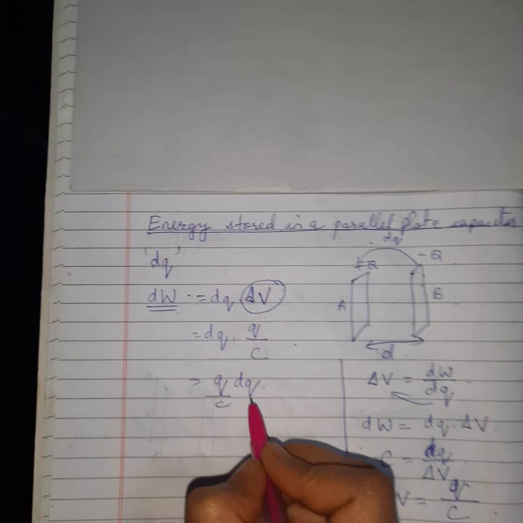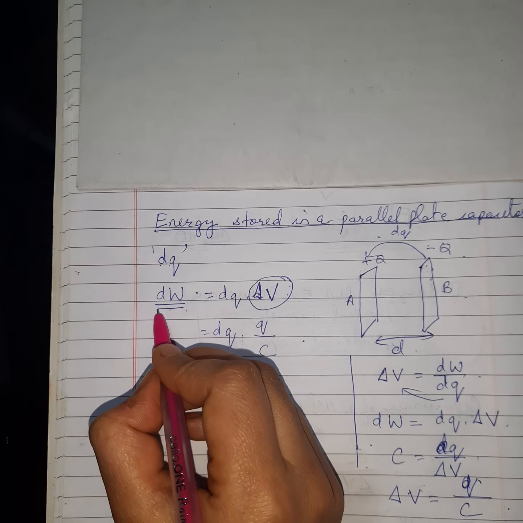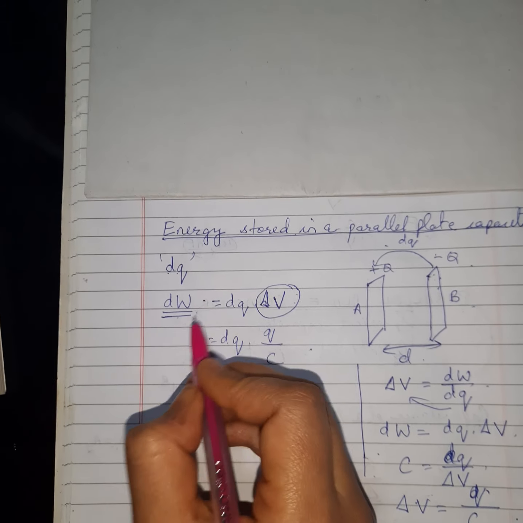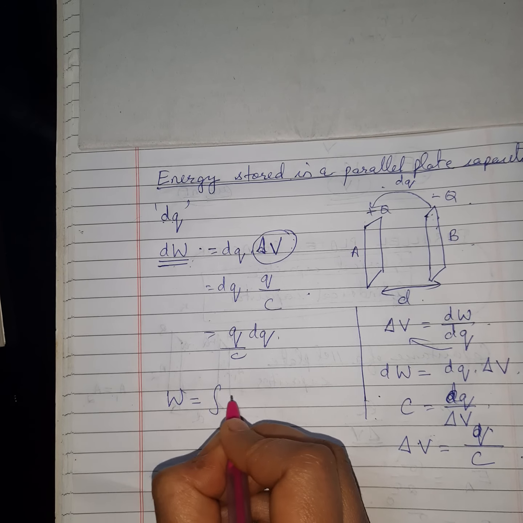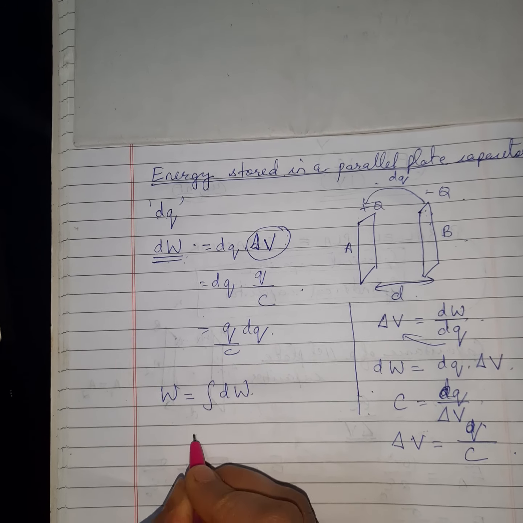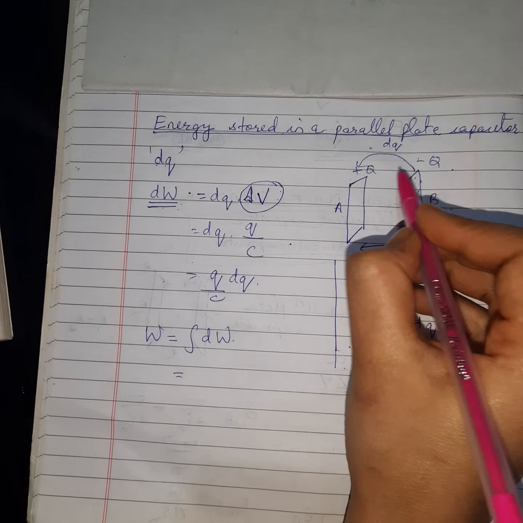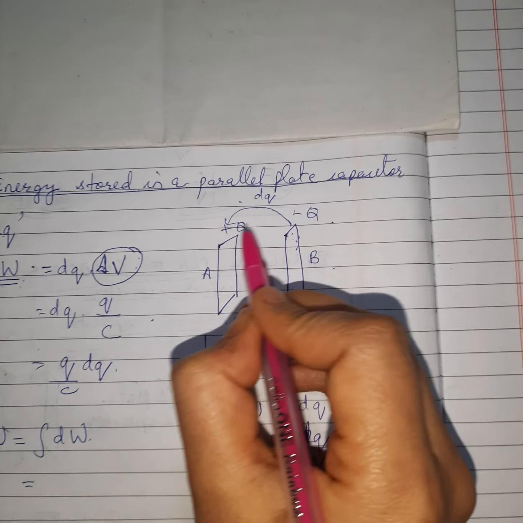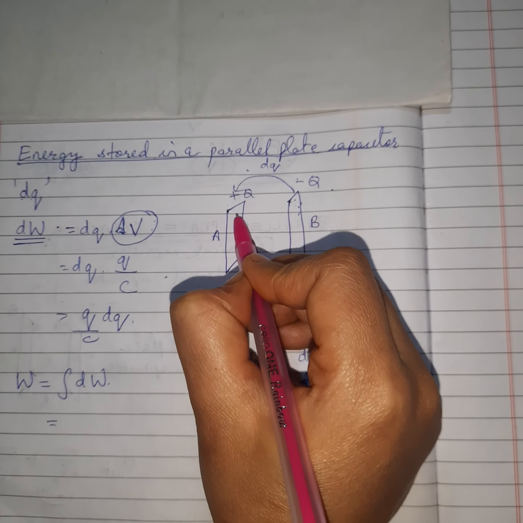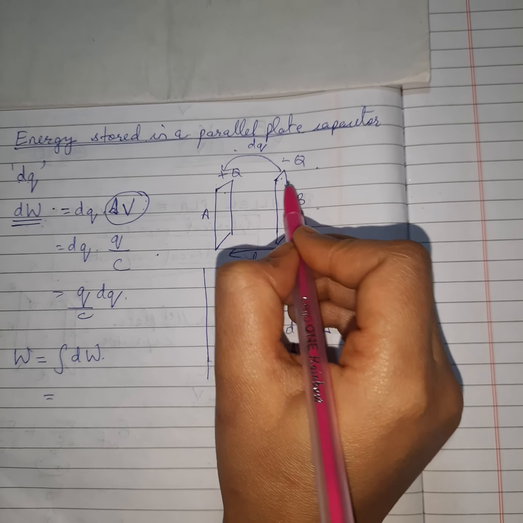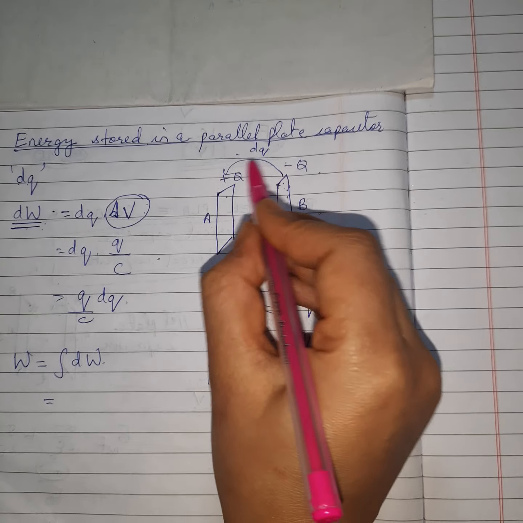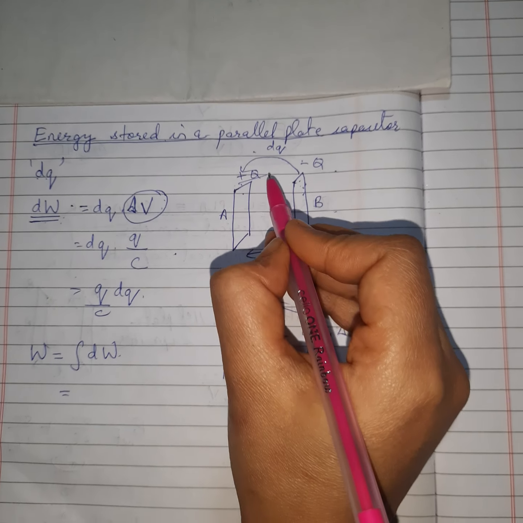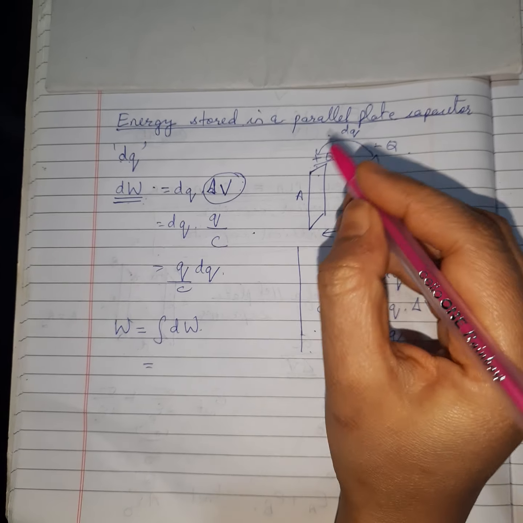Why do we need to integrate? Because we have just calculated a small amount of work, dW. How do we find the total amount of work? Total work will be the integration of dW during the entire process of transferring charge from B to A. Now what will be the limits of integration? Initially we assume that there was zero charge here. While transferring, the charge comes up to be q, so the limits of integration will be 0 to q.